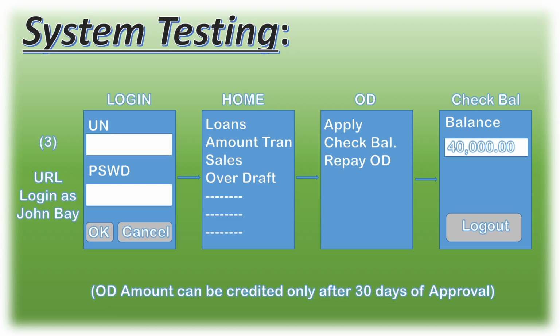Again you need to click on overdraft, then you will land on the overdraft page, and here you can click on the check balance option. It will go to the check balance page. Here you can see your balance. After 30 days you can see the balance has been updated to 40,000. All right, then you can log out.